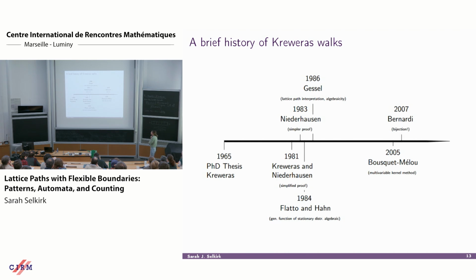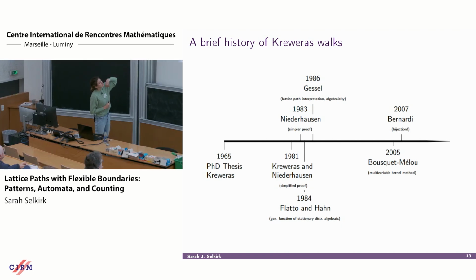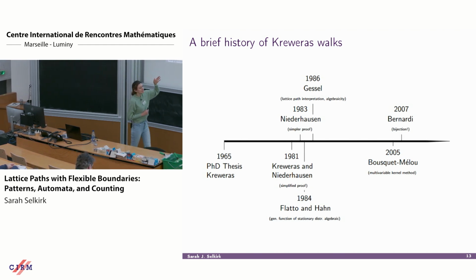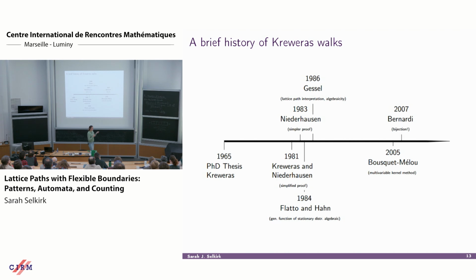So in case you have never seen this before, essentially Kreweras walks were introduced in Kreweras's thesis in 1965. And then people continued to work on them, improving the proofs, Kreweras and Niederhausen, and in Niederhausen. In all of these approaches up until 2005, they were more or less guess and prove approaches. And the first direct derivation of the proof of the Kreweras enumeration was by Bousquet-Mélou with a multivariable kernel method. And then in 2007, there was a bijection.